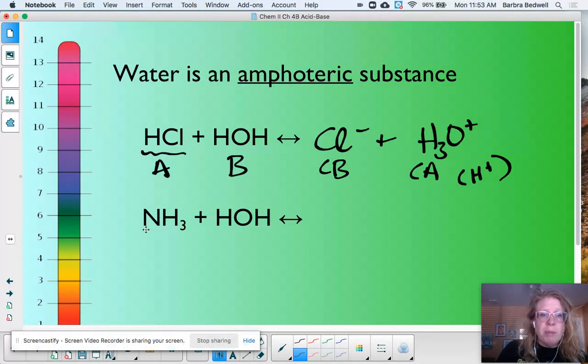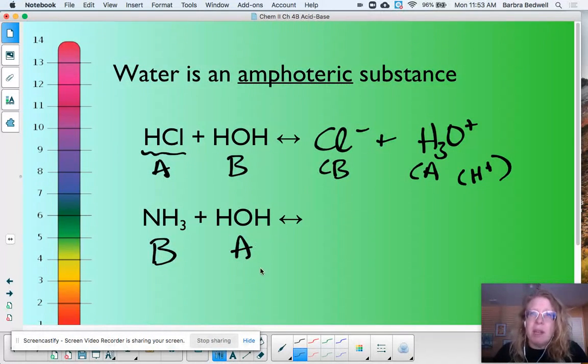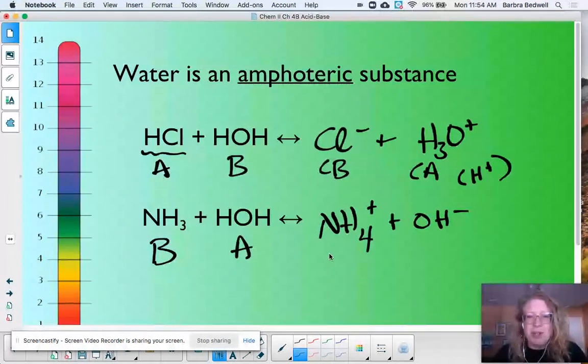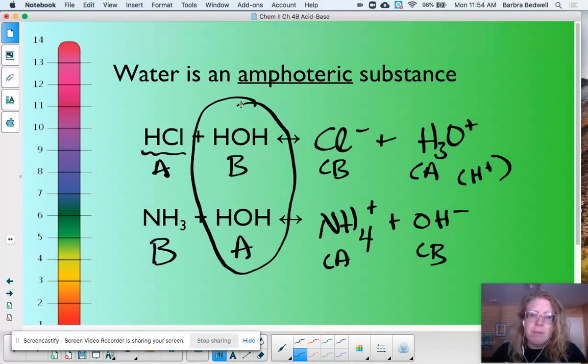But what happens when we put a strong base in there? Now, this is ammonia, NH3. And in this case, this acts like a base. So that means our water here is going to be acting like an acid, where our water is our proton donor and our base here is the proton receiver. So we actually get ammonium ions and OH minus. So when we switch their sides, this becomes our conjugate acid and this becomes our conjugate base.